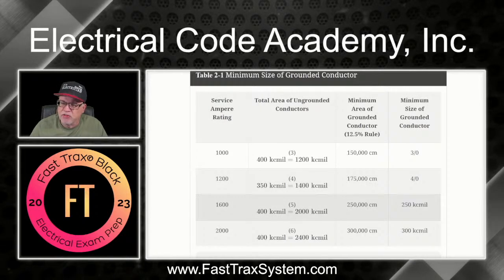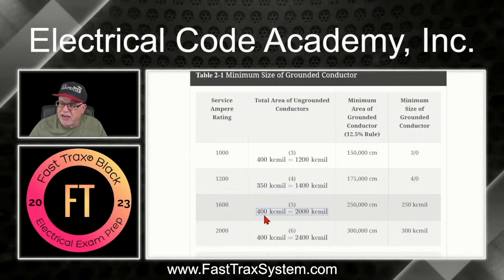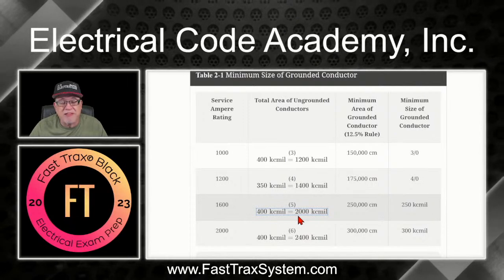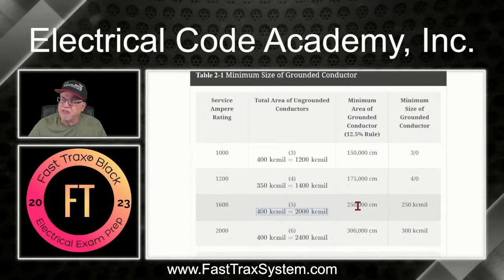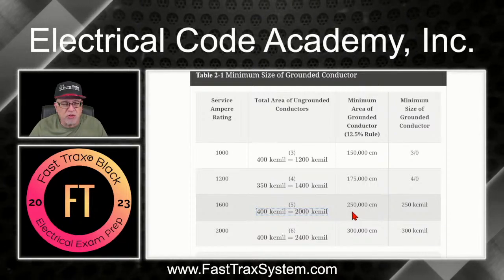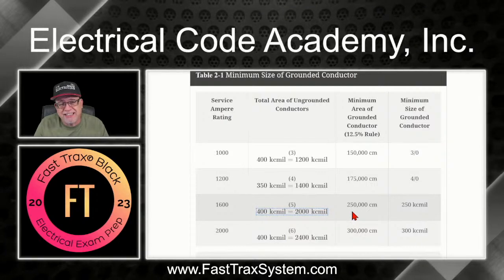Now, once it gets down to, let's say, a 1,600 amp service, and you've got 5 sets of 400, then in this case, 400 times 5 is 2,000 kcmil, or 2 million circular mil. Then when you do it at 12.5%, it equals 250,000 circular mil. Well, now you don't have to go to Chapter 9, Table 8 anymore. You know that that's 250. That equates to a 250 kcmil, and that is the minimum size grounded conductor.